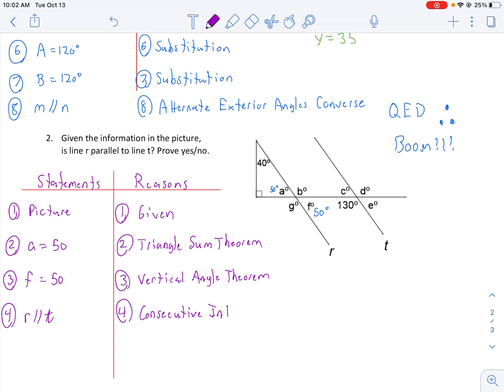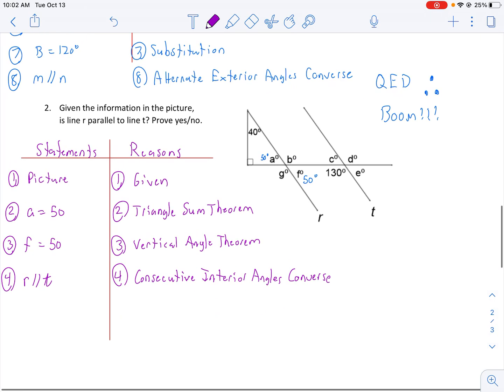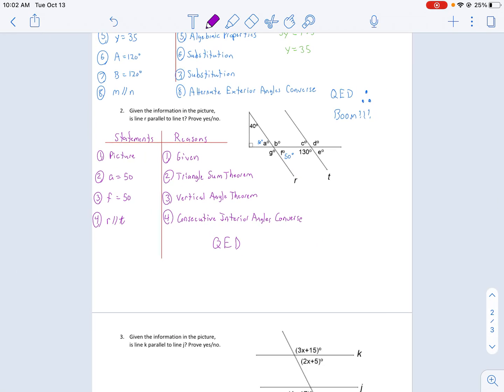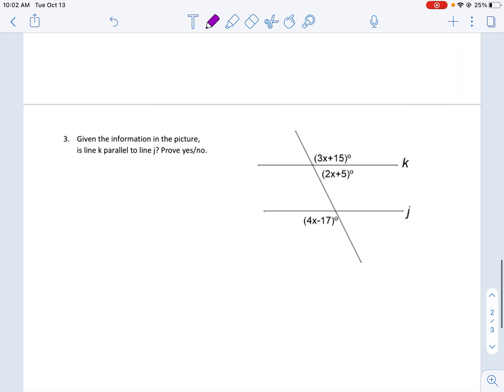Okay. QED, the quod erat demonstrandum. That's that which was to be demonstrated. All right, let's try this next one.